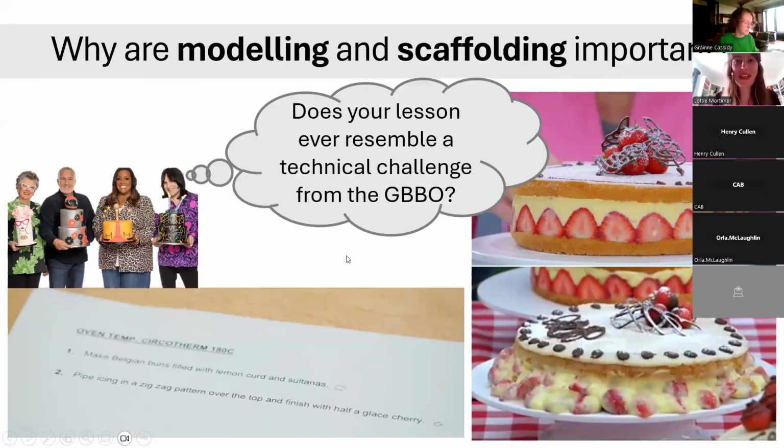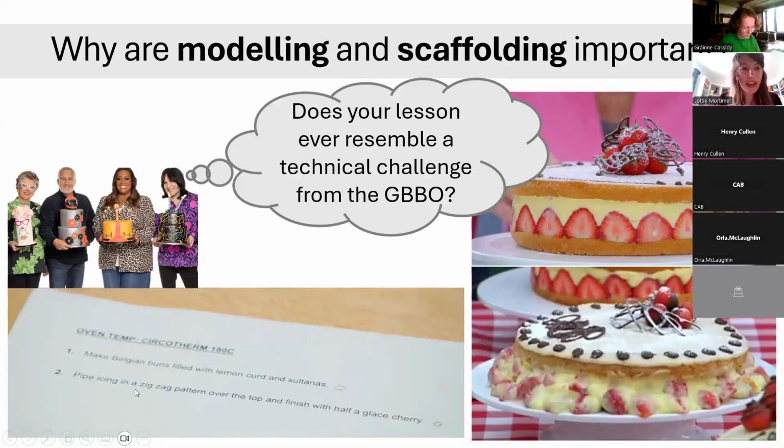So first, we're going to start thinking about cake. Why are modelling and scaffolding important? I want you to think, does your lesson ever resemble a technical challenge from the Great British Bake Off? Some of you are probably not Bake Off fans, but in every episode there's something called the technical challenge. In it, all of the contestants are asked to make an elaborate cake. They're given a load of ingredients. They're not shown what it is, and sometimes the instructions can be rather minimal.